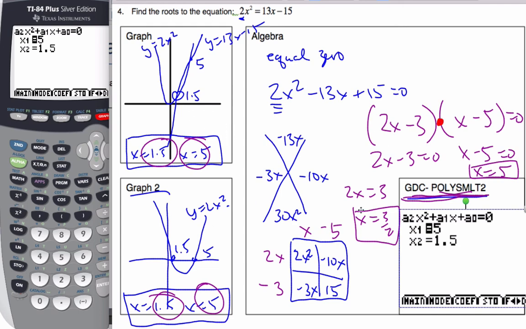Four different ways to do the same question. And it's important that you recognize that they're all equally valid representations. This is the algebraic approach, which if you don't have a calculator, is really the only approach you have available to you at this point.